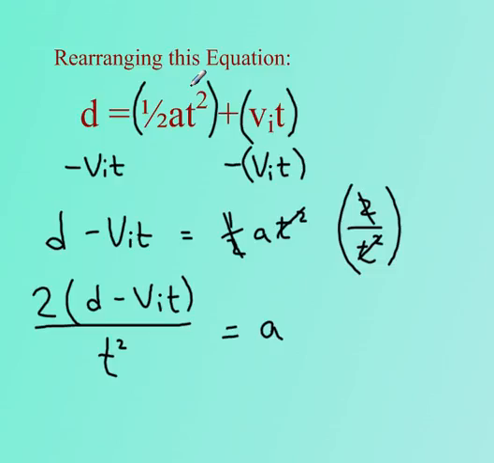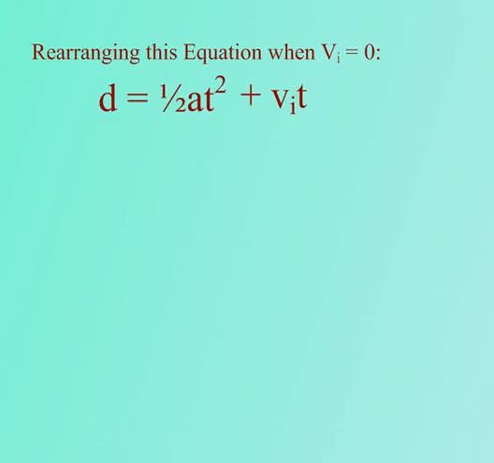Now, rearranging this equation when VI is 0 is actually much simpler, and in that case you can rearrange for time. If VI is 0, well, it doesn't matter how long it takes, 0 times t is just going to be 0, and if you add 0, well, you're not adding anything. You're going to end up with simply d equals 1/2 AT squared.